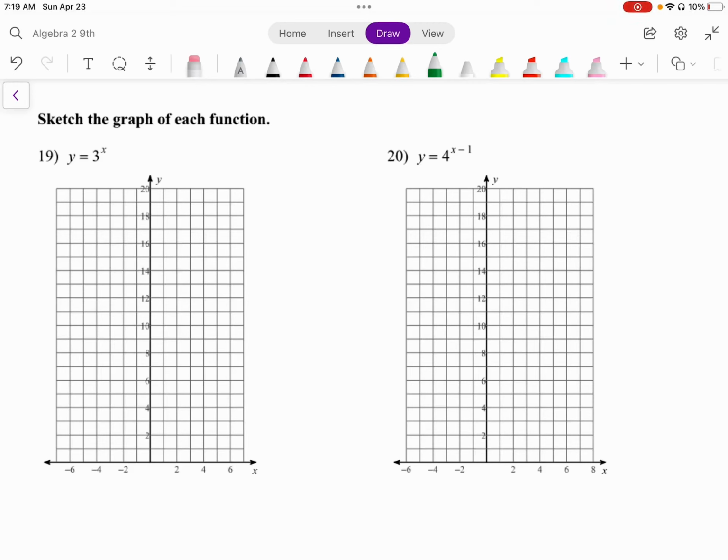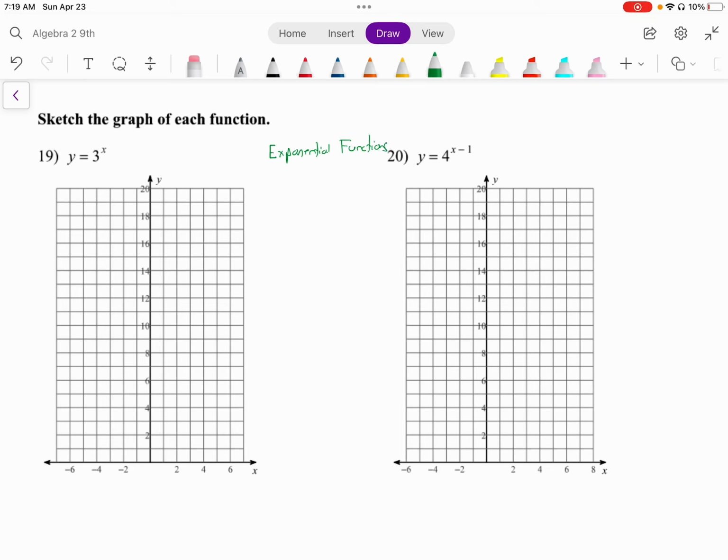For these last 8 questions of the 8.1 to 8.3 review, we're going to be graphing exponential equations. And I'm going to write out what we want to remember here. I should say exponential functions.